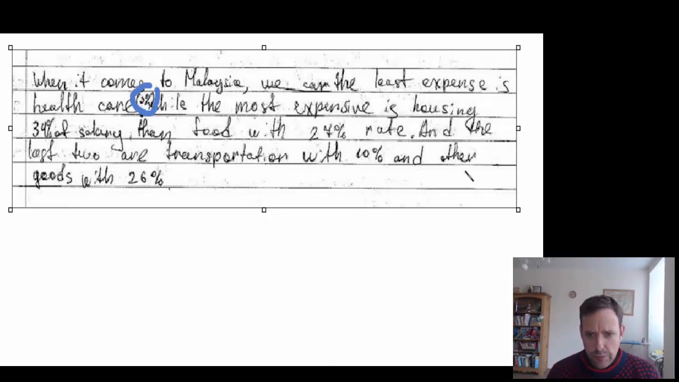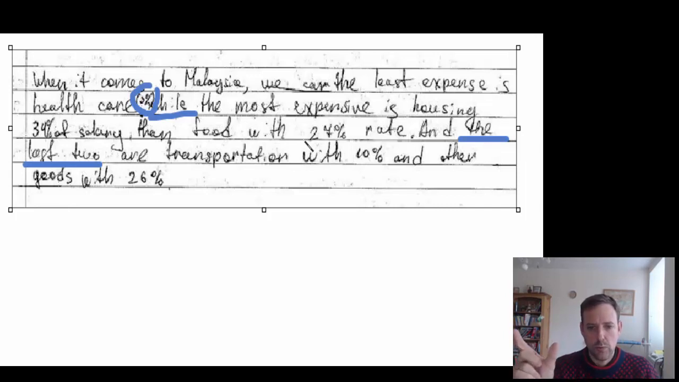Then, I don't know, with food, with 27% rate, okay, is it a rate of spending? I'm not sure about that. And then a full stop shouldn't begin a sentence. Okay, that's coming back to punctuation, probably grammar. And the last two are transportation with 10% and other goods with 26%. So I think this is a much better paragraph. You had some contrasting, you had some grouping, the last two with 10% and other goods with 26%. I think the problem with this, again, to highlight things clearly, transportation and other goods are put together. Transportation is 10%, other goods is 26%. However, if we look at food, it's 27%.